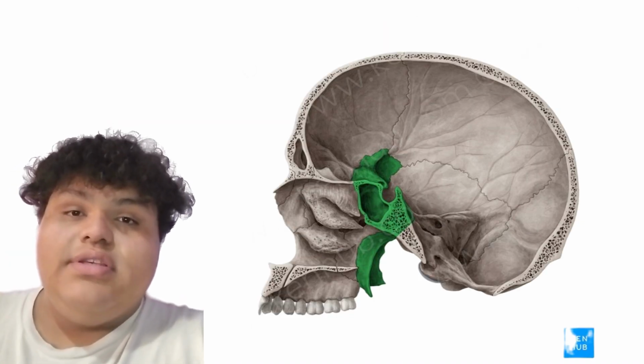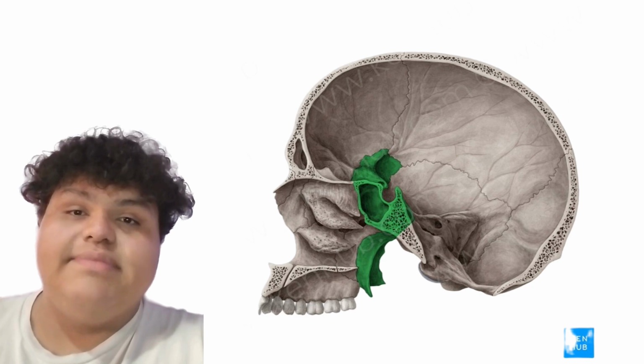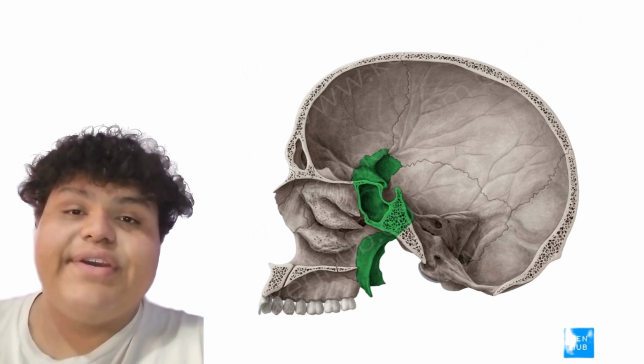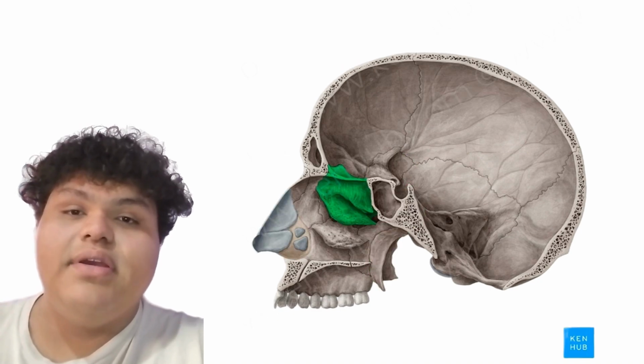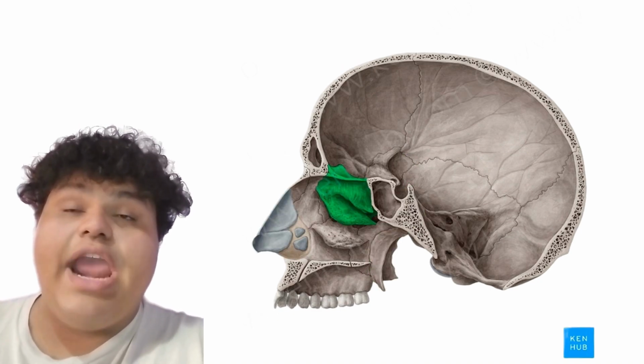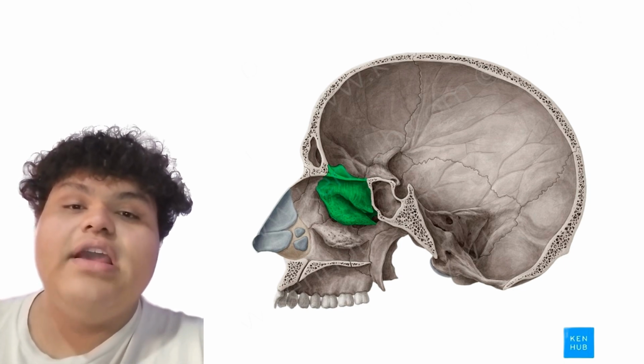Sphenoid bone. Situated at the base of the skull, this bone helps form the floor of the cranial cavity and is often described as a butterfly shape. Ethmoid bone. Located between the eyes, this bone forms part of the nasal cavity and the orbit of the eye.